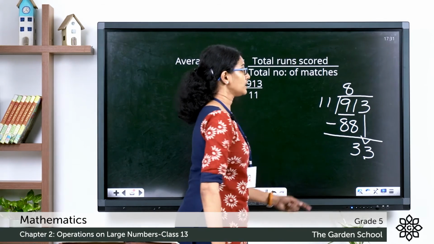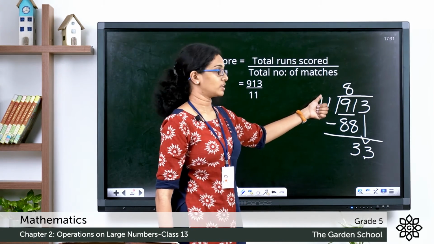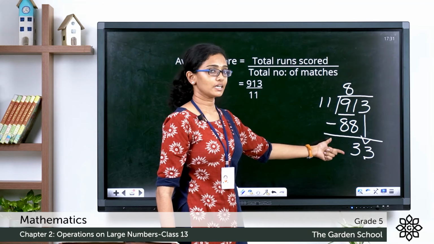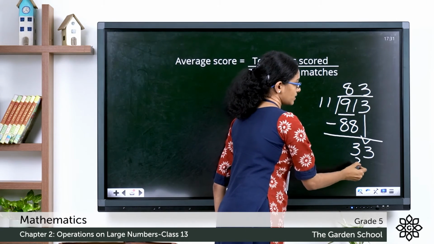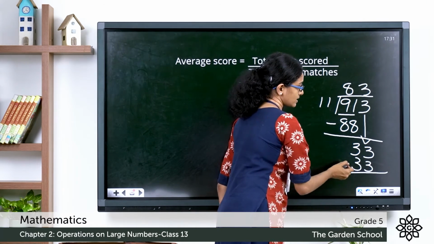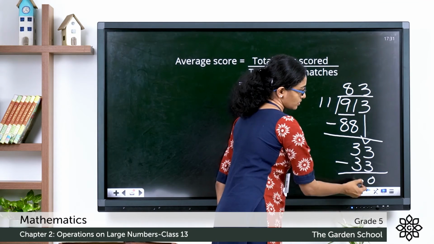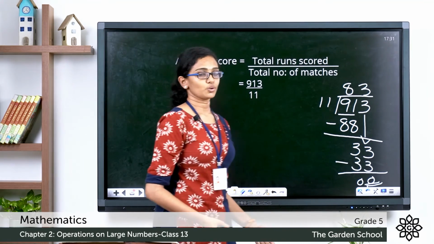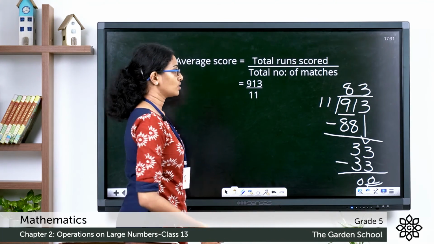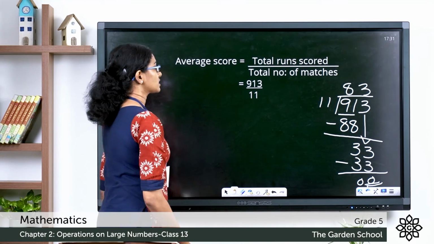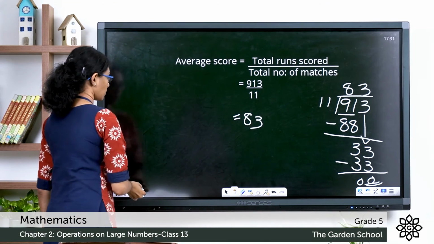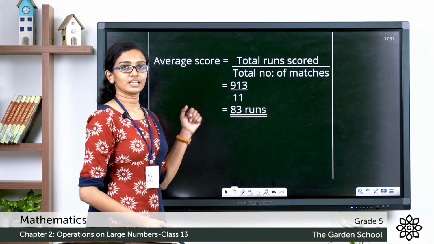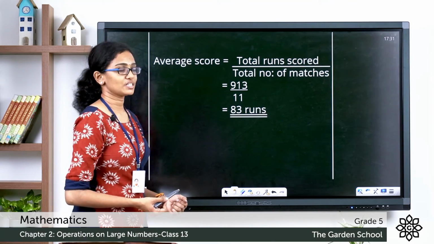Now we have to divide this 33 by 11. How many 11s are there in 33? 3 11s. So 3 into 11 is equal to 33. Now let's subtract again. The remainder is 0 and there are no more digits to bring down. So what is the quotient? It is 83. So we get the average score as 83 runs. I hope this is clear to you.